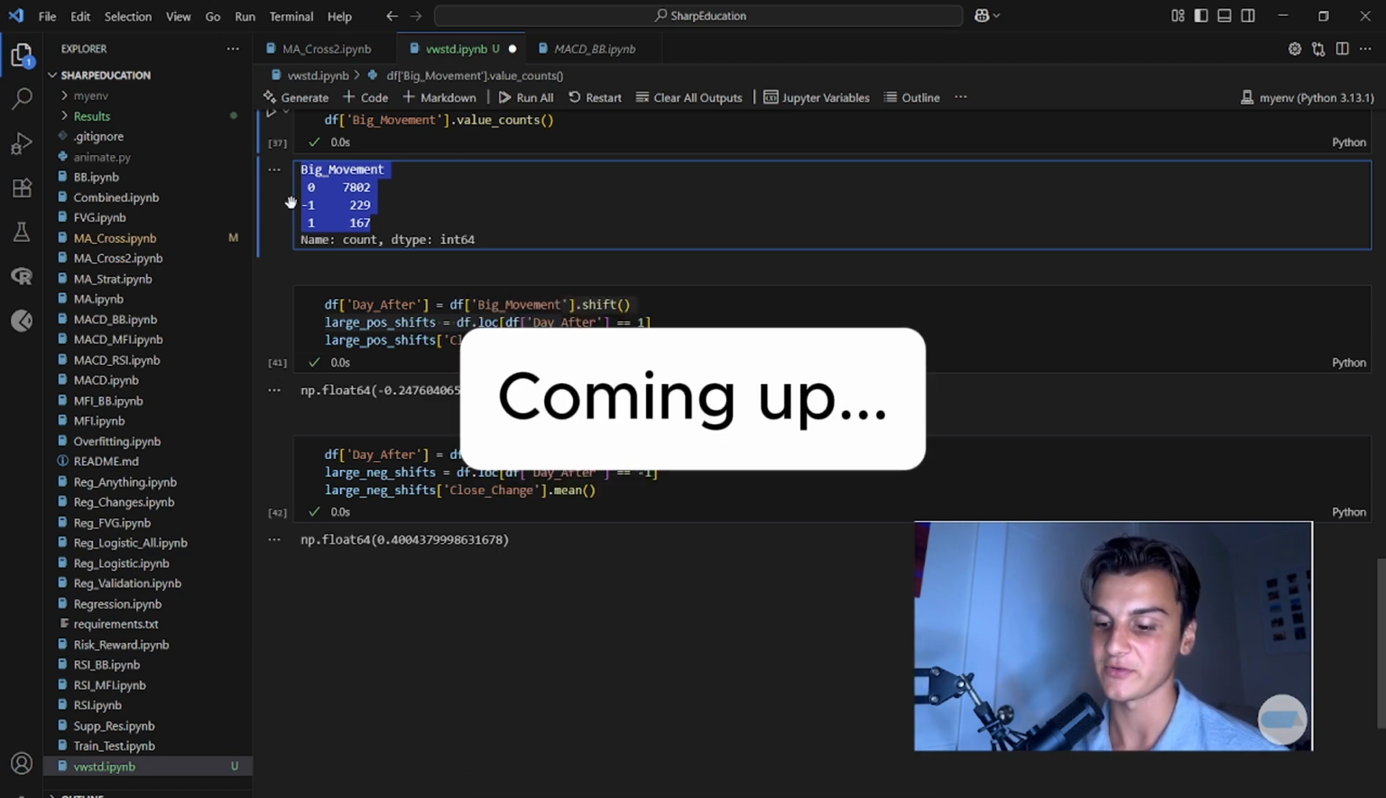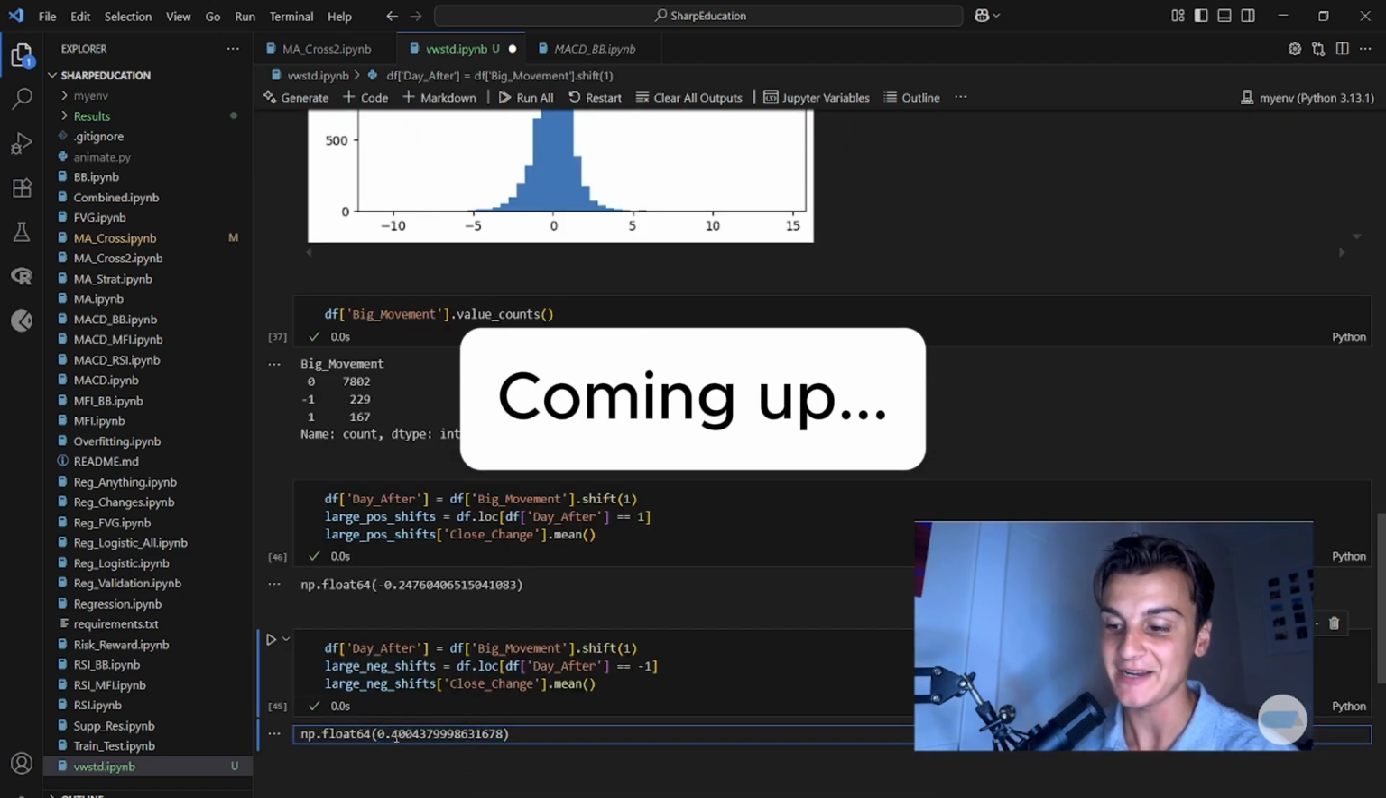That is the foundation of a good trading strategy. So this is 10 times stronger after a large negative shift.